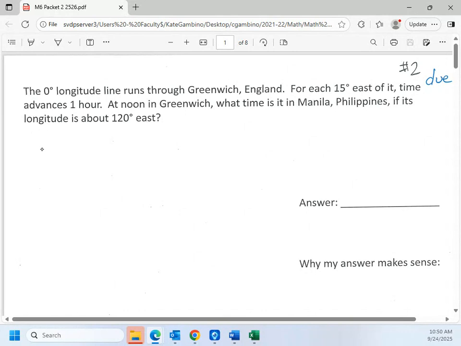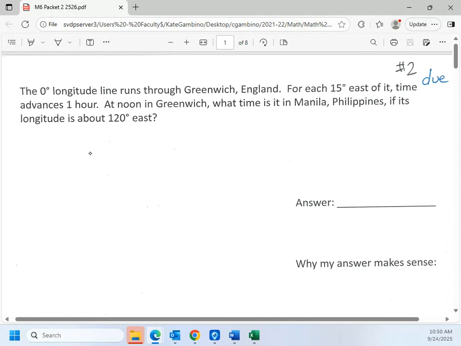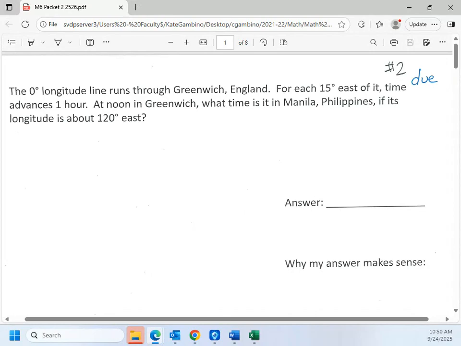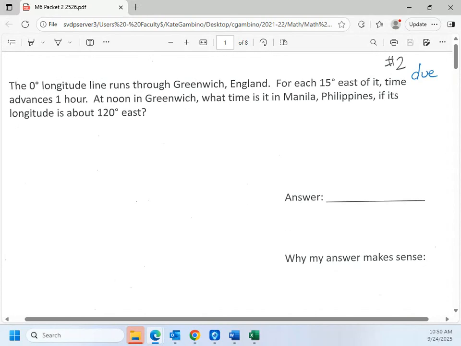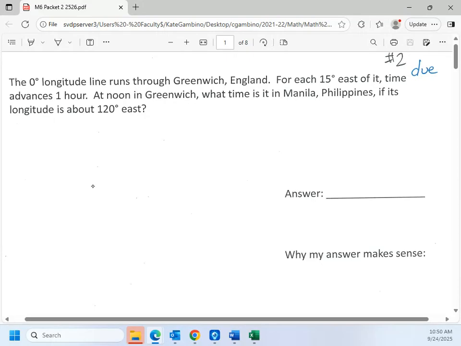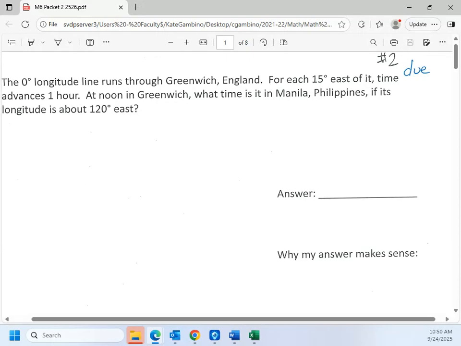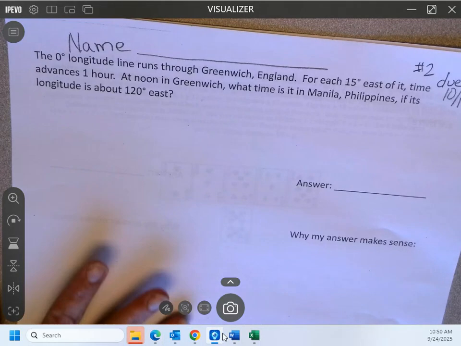So, if we're starting at 0 degrees, let's see if it'll let me write. Of course, nothing is ever easy. Alright, I don't know why it's not letting me write, so we're going to shift gears. And I'm going to use one of these. Alright, so let's try it this way.